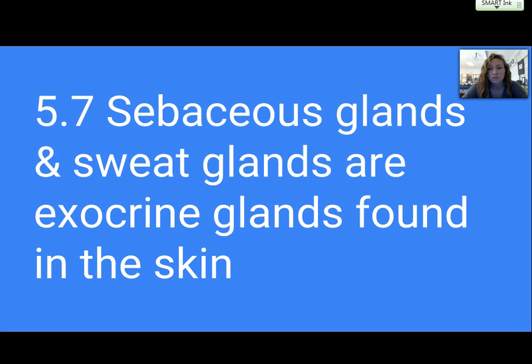Now, 5.7 focuses on our glands, the sebaceous and sweat glands. They are the exocrine glands that are found in our skin.